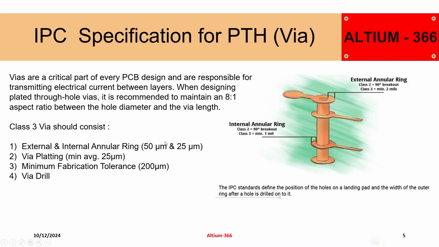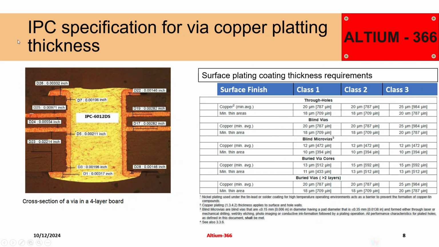Now we talked about the external and internal annular ring, then I will go to the via plating, and this is what the via plating is. Here you can see that in the 4-layer PCB, this is the external annular ring, and these are the internal annular rings, and this orange portion, where you can see the measurements D7, D5 and D3, that is called the via plating on the left and the right. And for class 3, the thickness of this via plating is defined, which is also called surface plating.